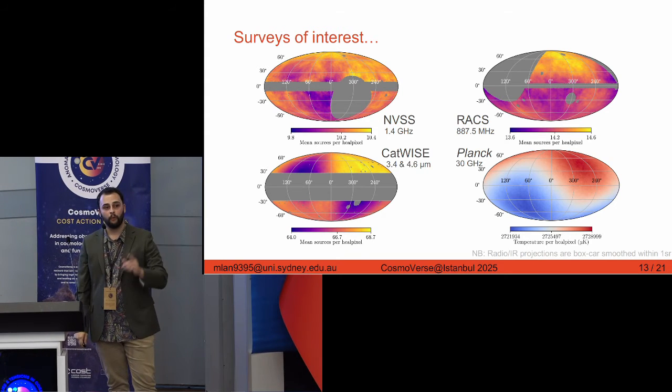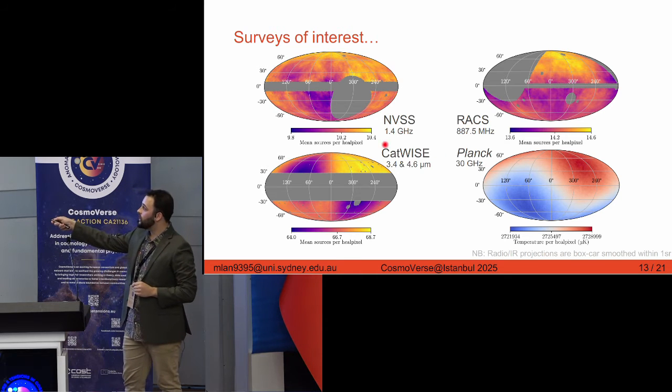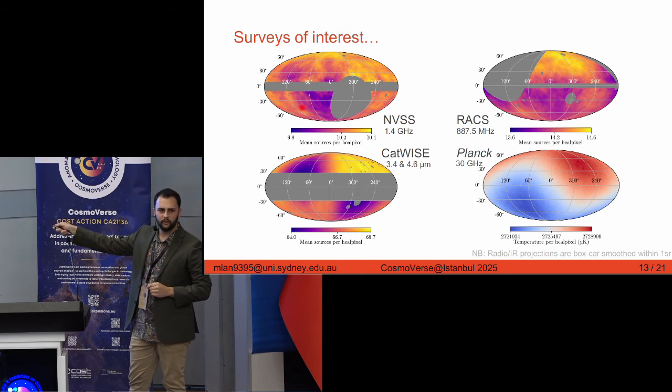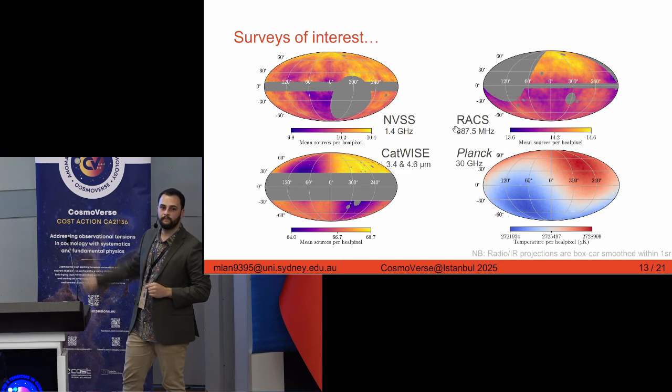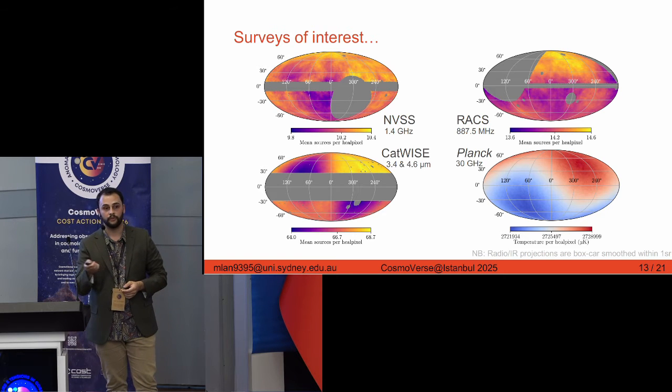And before we move on, it's important to note that we have different levels of information that we're working with. The radio surveys, NVSS has around 350,000 sources, RACS has around 450,000, and the CatWISE sample that I'm using has 1.6 million. So we're expecting to get different constrained posteriors based on these information levels.